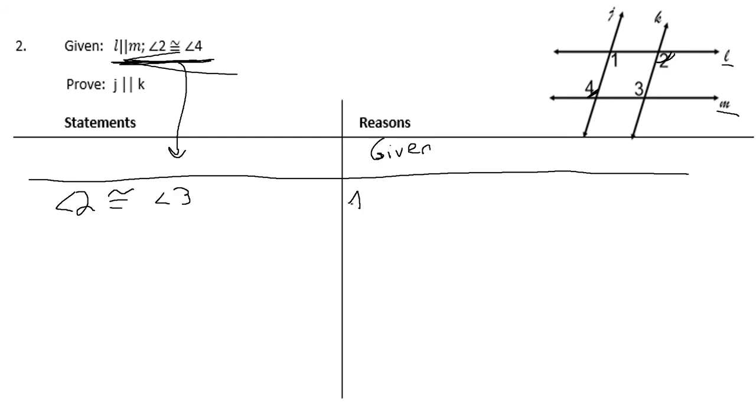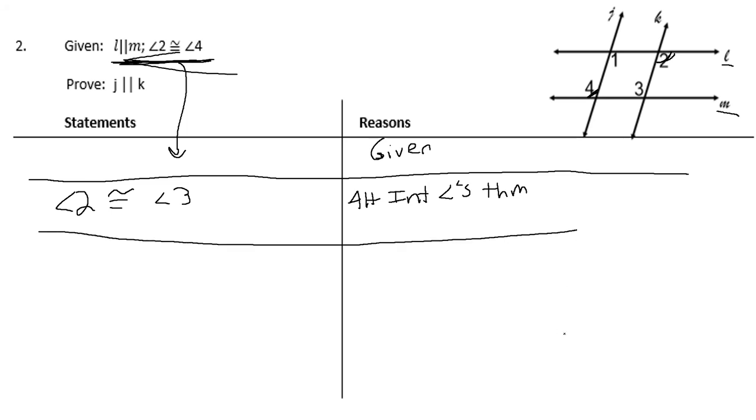Why? Well, because of alternate interior angles. Now, notice here I'm not putting converse. I'm going to put theorem. Why do I put theorem? Well, because I'm proving that the angles are congruent, not that the lines are parallel. I know the lines are parallel, L and M. I want to say that the angles are congruent. So if you want to say the angles are congruent, you use the theorem. If you want to say the lines are parallel, like what we'll do at the end, then you use the converse. So I know that 3 is congruent to 2 now.